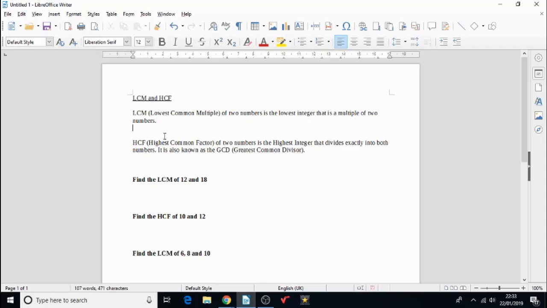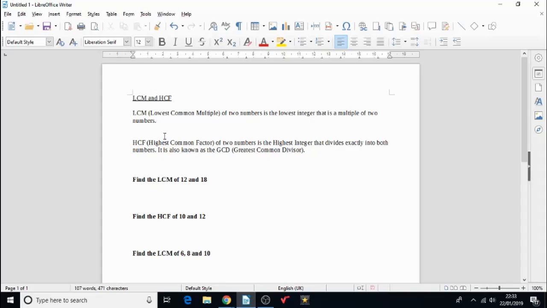Highest common factor of two numbers. This is finding the highest integer that divides exactly into both numbers. This is also known as GCD, which stands for greatest common divisor. It's good to know this because you could be asked a question, find the GCD instead of the HCF. So that's why it's good to know what it's also known as, because there's going to be questions where you might be asked to find the GCD, but it's asking the same thing as finding the HCF, the highest common factor. Highest common factor is the same as finding the greatest common divisor.